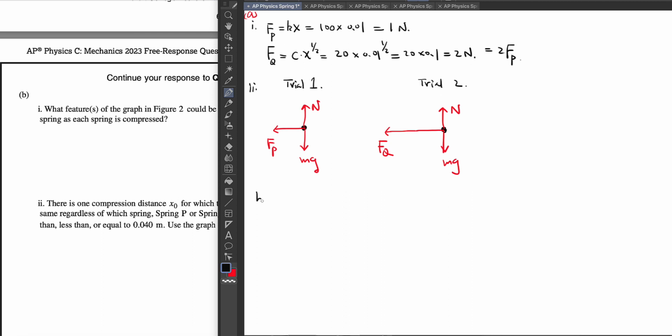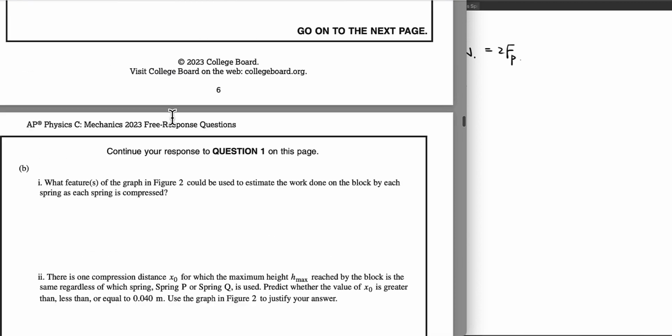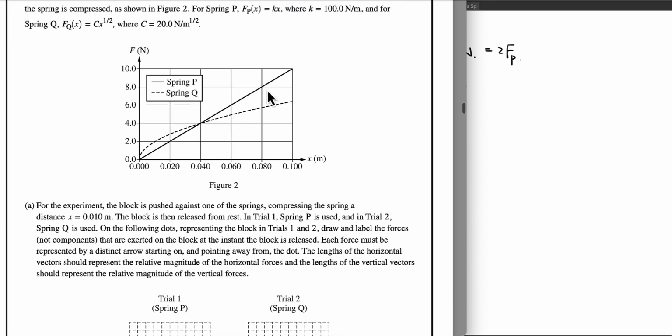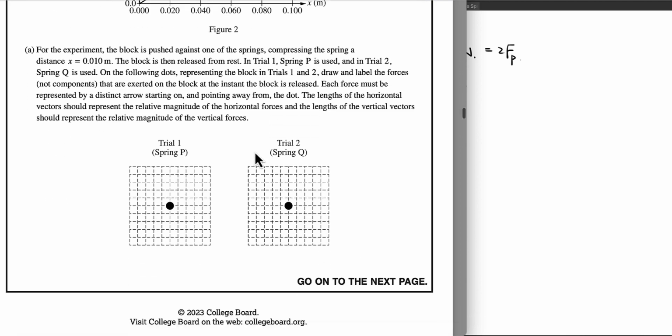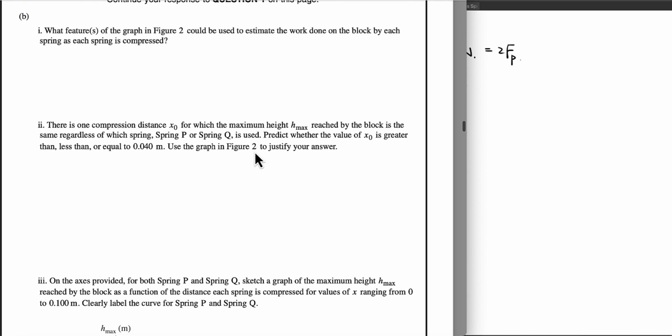Now question B, sub question 1: what features of the graph in figure 2 could be used to estimate the work done on the block by each spring as each spring is compressed? So let's look at figure 2 first. So we do have this force versus the compression x, or the displacement x of the block. Okay, so we'll talk about that.